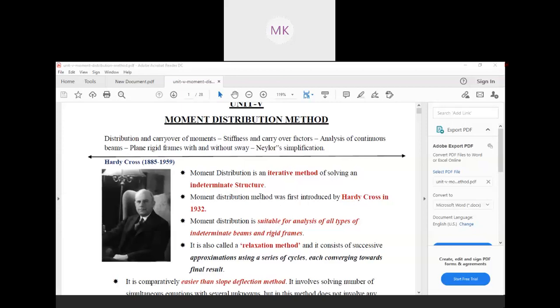Moment distribution is an iterative method of solving an indeterminate structure. This method was first introduced by Hardy Cross in 1932. Moment distribution is suitable for analysis of all types of indeterminate beams and rigid frames. It is also called a relaxation method, and it consists of successive approximations using a series of cycles, each converging towards the final result.